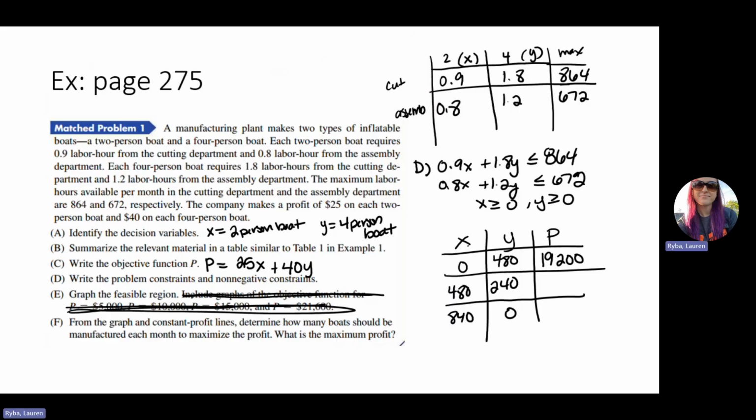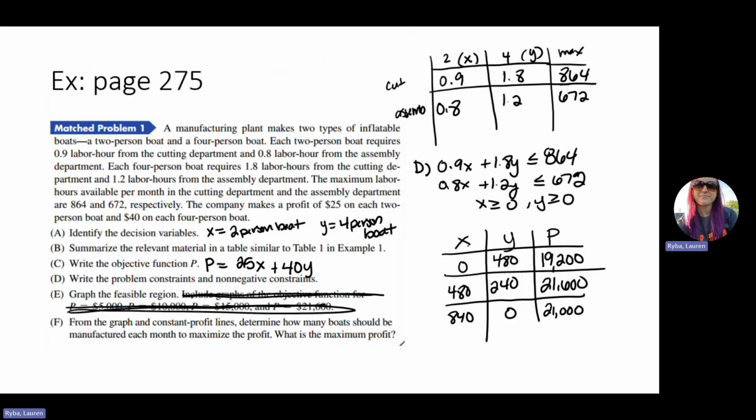Next one, I'm going to plug in 480 times 25, add that to 240 times 40, and that one is going to give me $21,600. And then the third point is plugging in 840 for X. So plug in 840 times 25, and you will get $21,000.